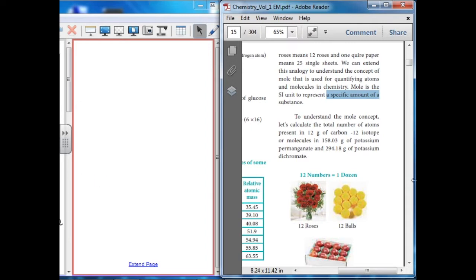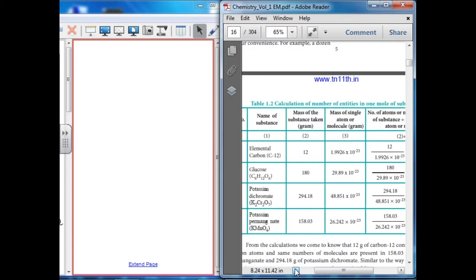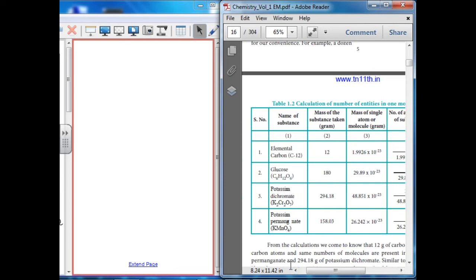To understand the mole concept, let's calculate the total number of atoms or molecules present in 12 gram of carbon 12 isotope, 180 gram of glucose, 294.18 gram of potassium dichromate, and 158.03 gram of potassium permanganate.